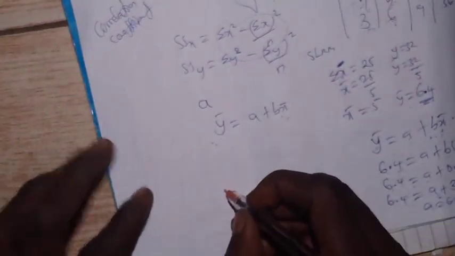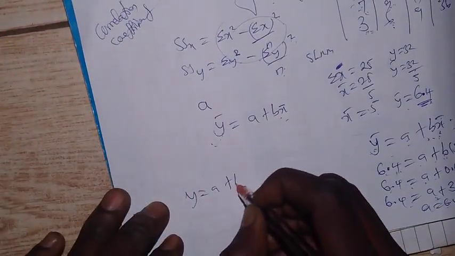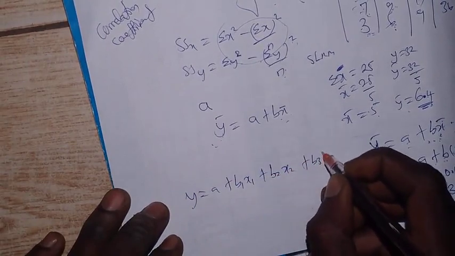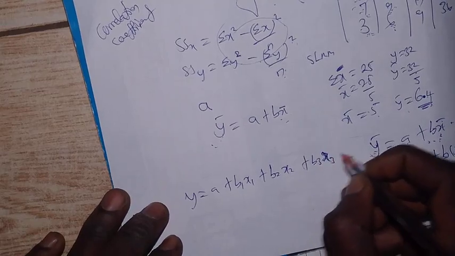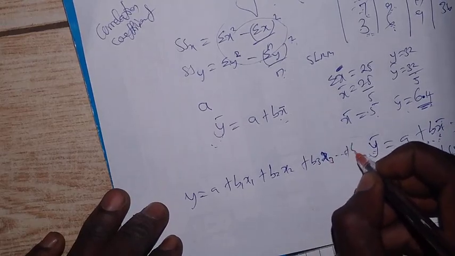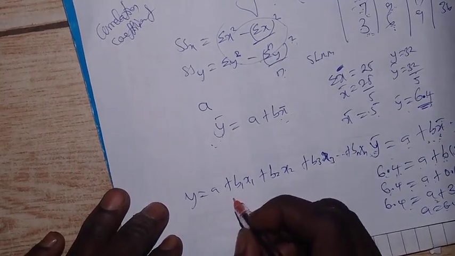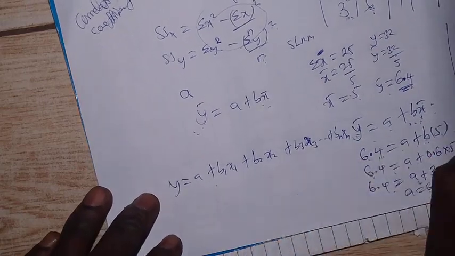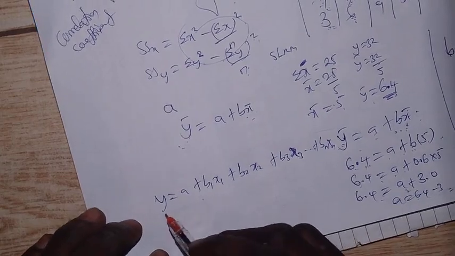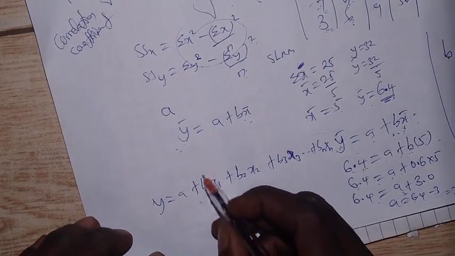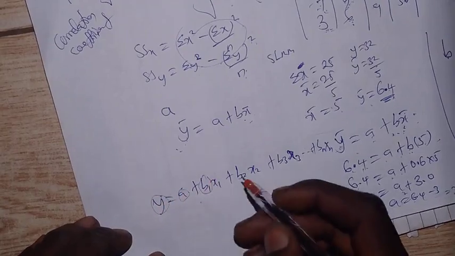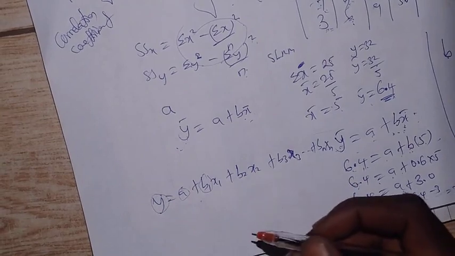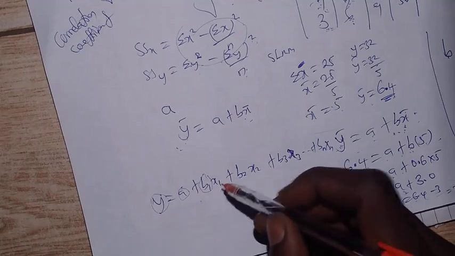But in the situation where you have y is equal to a plus b1 x1 plus b2 x2 plus b3 x3 up to plus bn xn, please never use manual methods like this in computing this, this one, this and this. Why? Because it is very difficult.